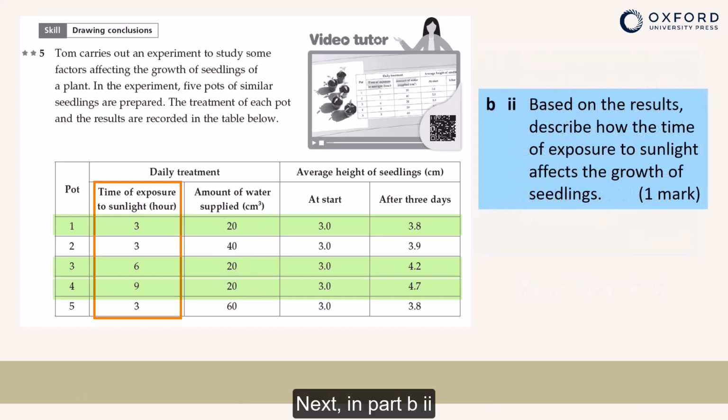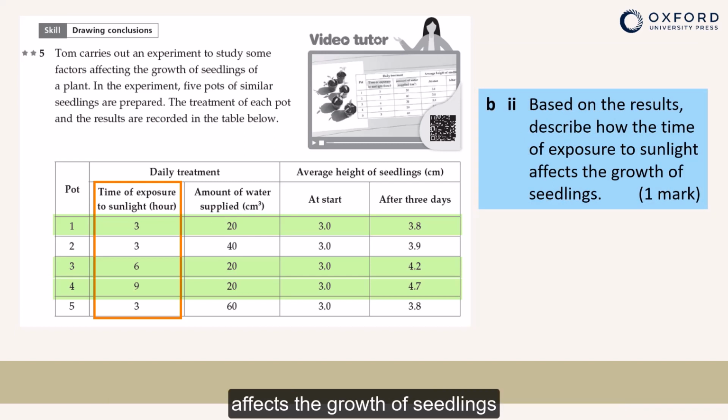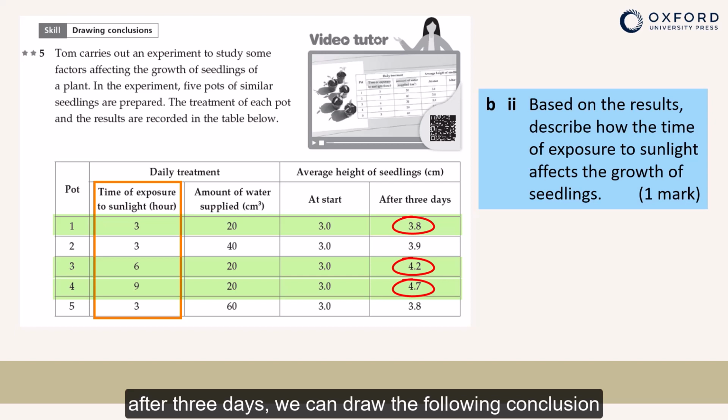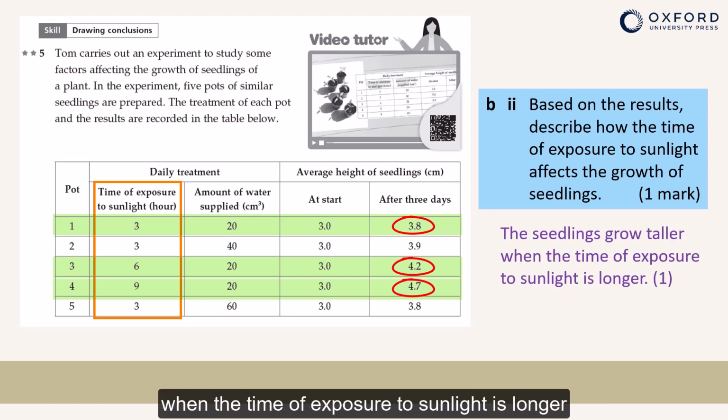Next, in Part B2, you need to describe how the time of exposure to sunlight affects the growth of seedlings. Based on the average height of seedlings in pots 1, 3, and 4 after 3 days, we can draw the following conclusion. The seedlings grow taller when the time of exposure to sunlight is longer.